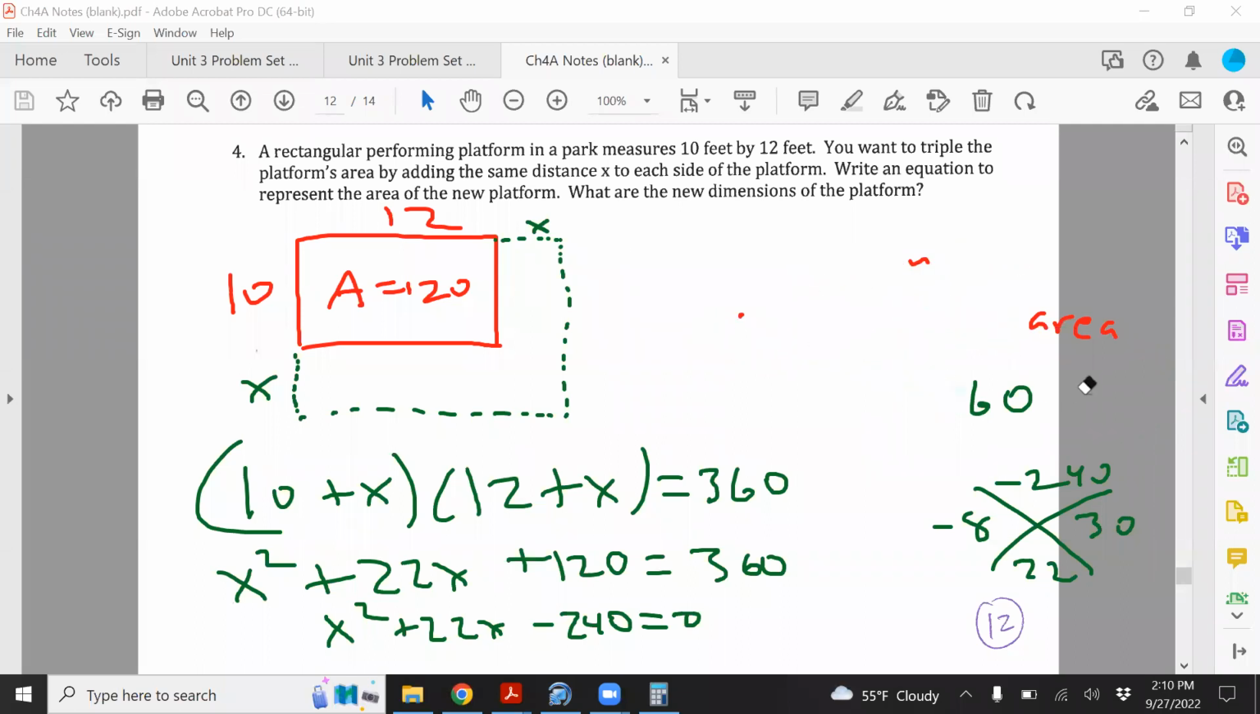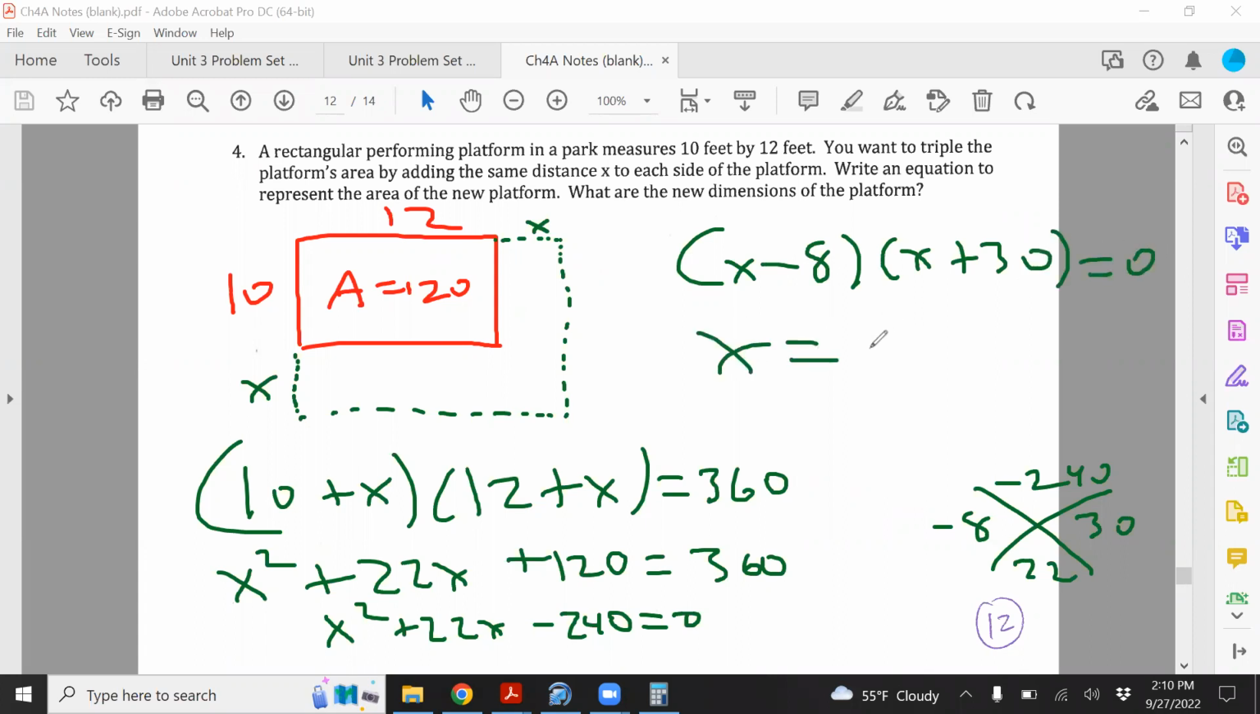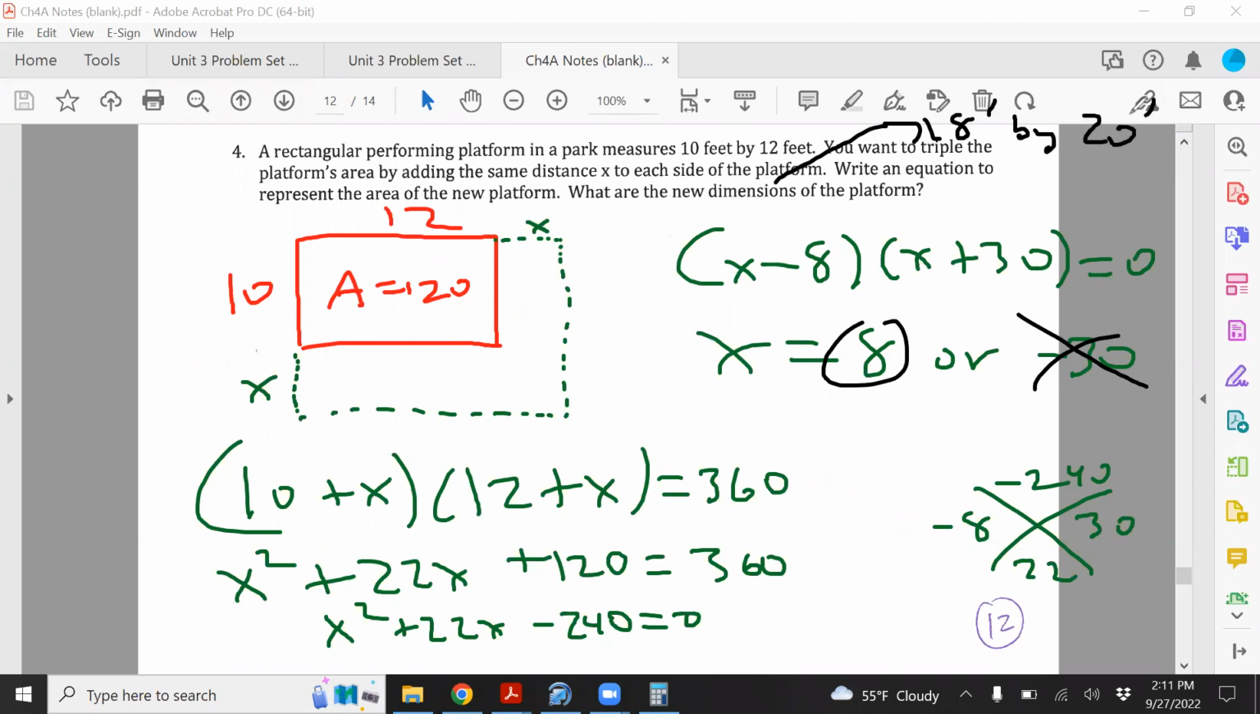It'll be 8, because the factors are like this. But you're going to ignore the negative 30 and keep the 8. So the new dimensions will be 18 by 20. 18 by 20 will guarantee we triple the area.